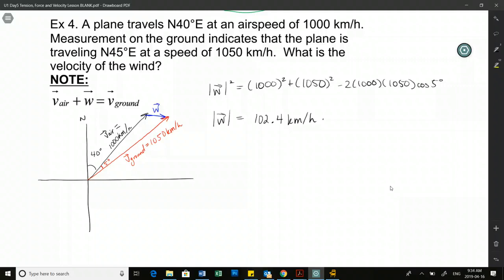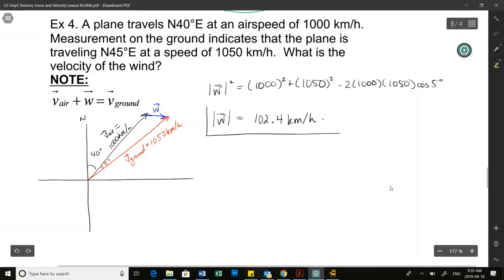I'll give you guys just a second to get caught up here. Okay, because I'm asking for the velocity of the wind, when I say velocity, I want the speed, which we just found, but also the direction of the wind. So we just found the speed. Our job is to find the direction.